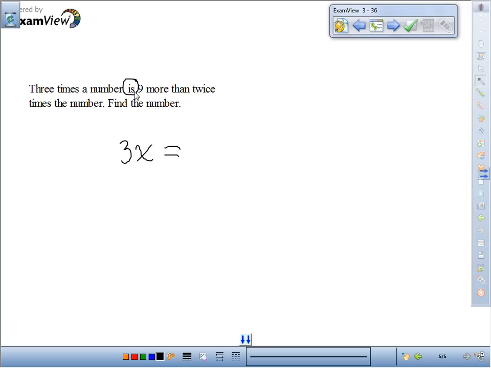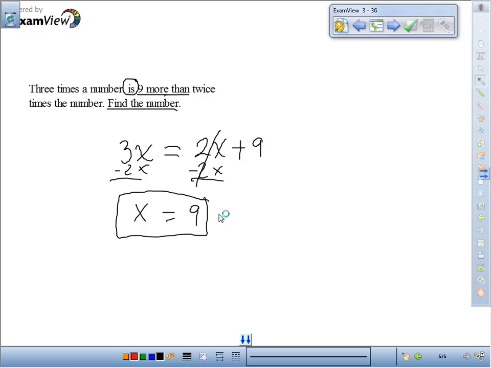Let's look at the last part after the is. 9 more than twice a number. What is twice a number? 2x. What is 9 more than this? Plus 9. And then they say find the number. That tells you to solve it. So where do we start? The smallest variable, get it to the other side, right? Or get all variables to one side. So we subtract 2x, subtract 2x. We're left with x equals 9.